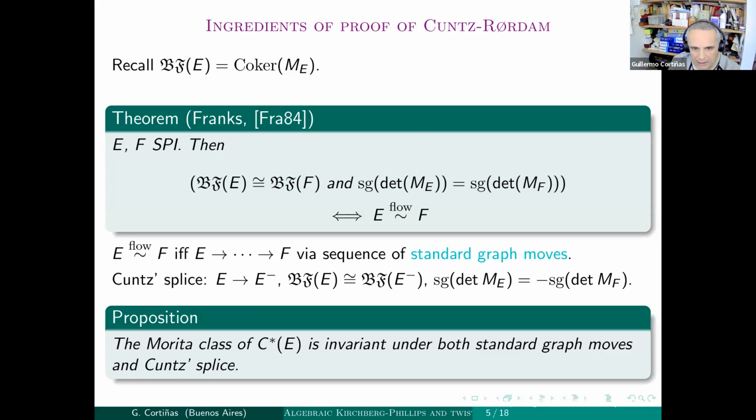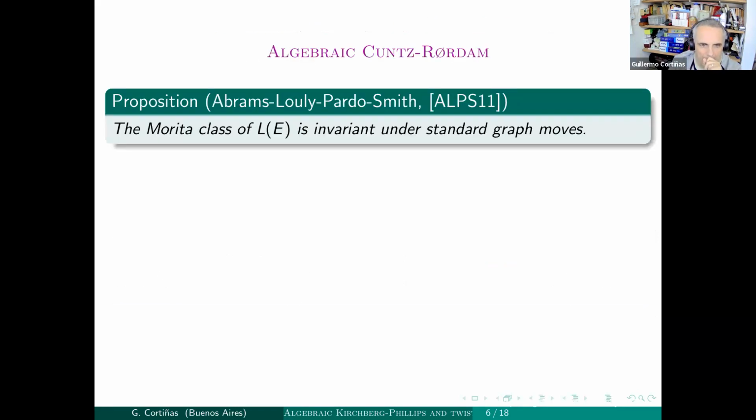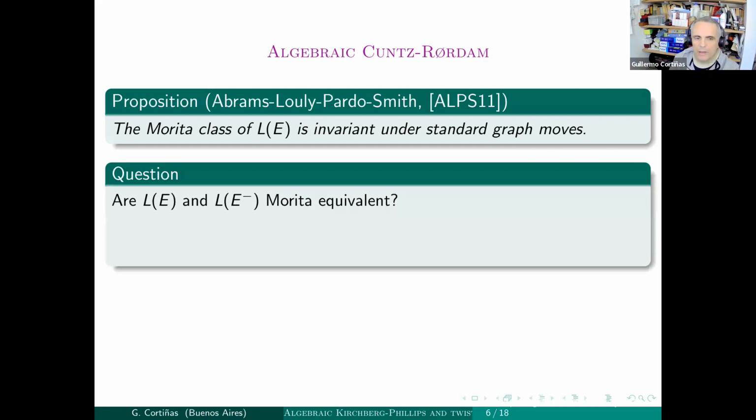So one could try and see whether this holds in the purely algebraic setting. And then we have this result of Abrams, Louly, Pardo, and Smith, which says that the Morita class of the Leavitt path algebra is invariant under standard graph moves. Notice that the Cuntz splice is not one of them. Okay, so this leaves open the question of whether LE and LE minus are Morita equivalent. This is an open question.